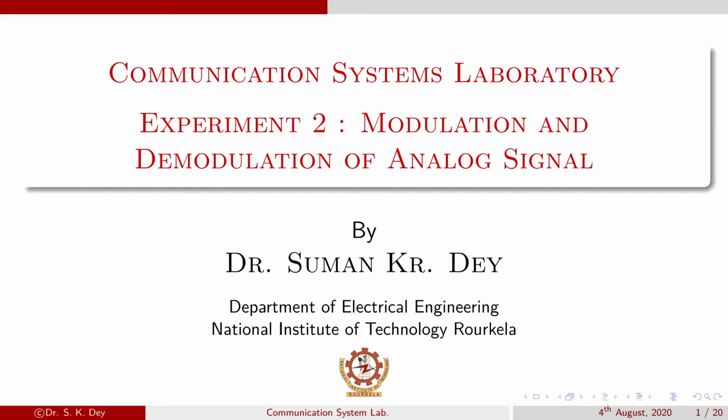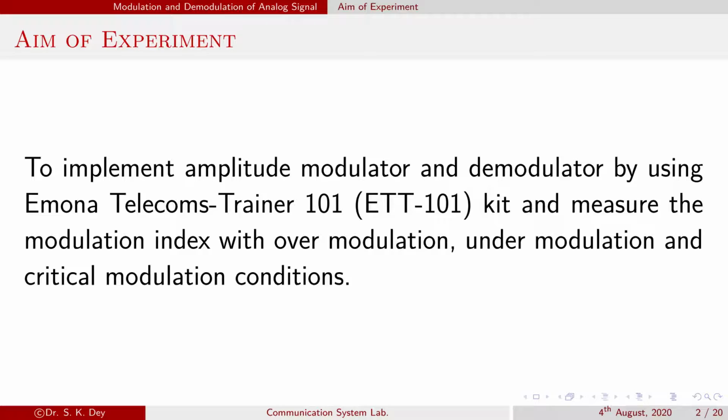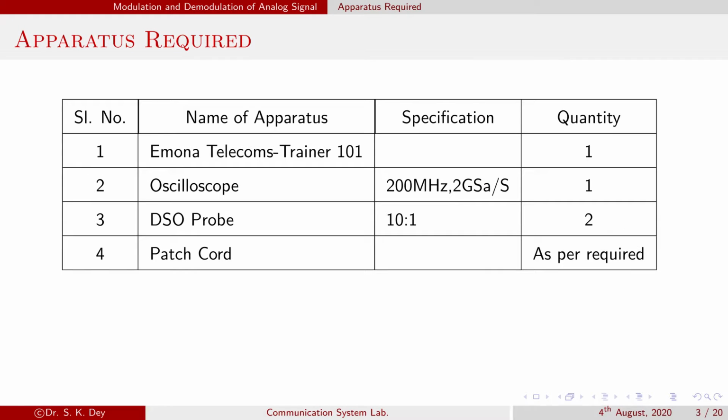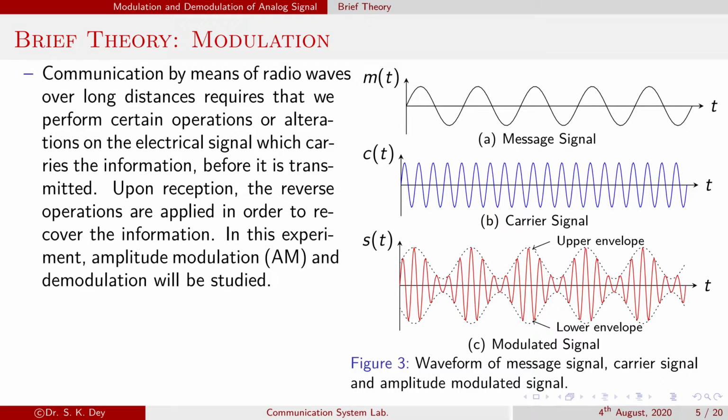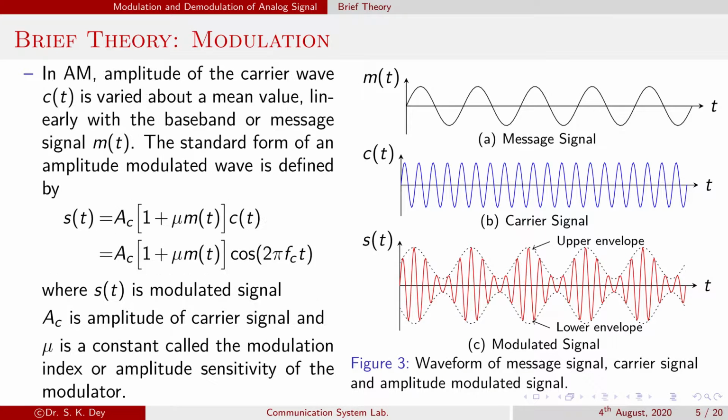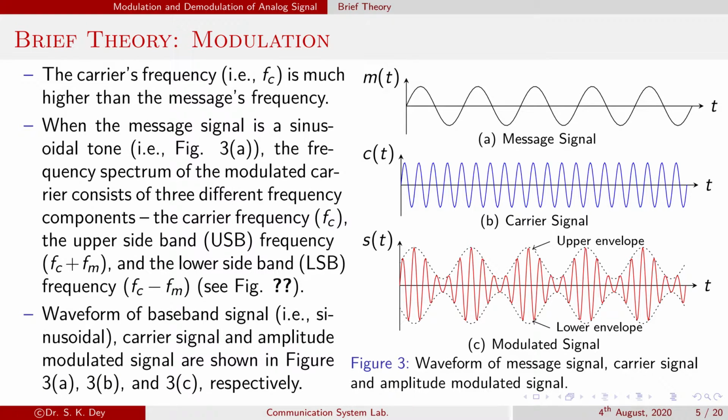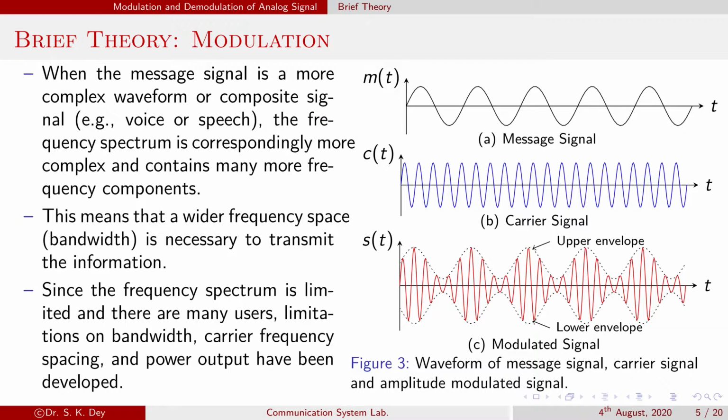Today we will perform experiment number 2, and that is modulation and demodulation of analog signal. The aim of this experiment is to implement amplitude modulator and demodulator by using Emona Telecom Trainer 101 kit and measure the modulation index with overmodulation, undermodulation, and critical modulation condition. In the first part of this video there will be a manual of this experiment, and after that we will perform the experiment.